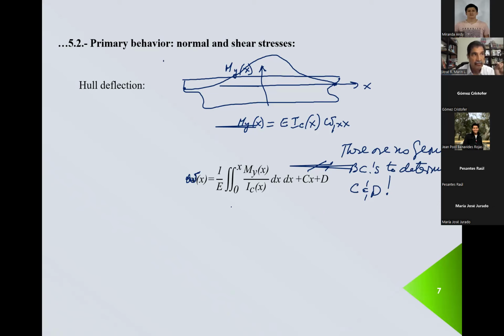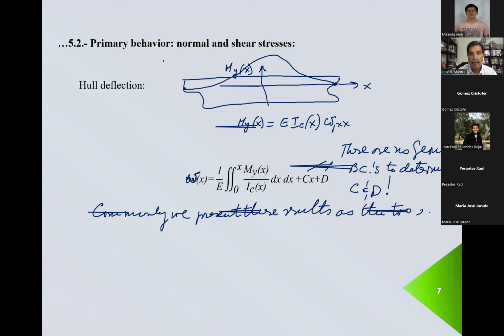So commonly, we assume that this results as the two ends having no deflection. It's as simple as that. It's just an assumption. So we have a beam here.